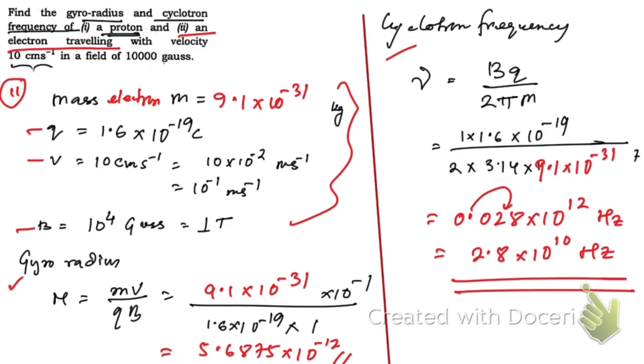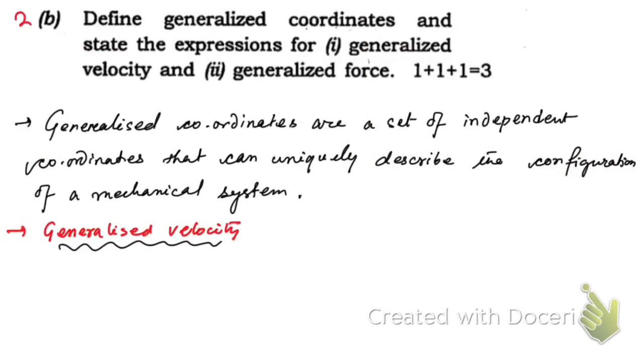So hope you have understood this. Now let's go to the next question. This is the answer to question number 2b, and here is the definition of generalized coordinate. If you want to understand better, then you can watch the video. The link is given in the playlist. I have written generalized coordinate and provided the link of that video, so check the description box.